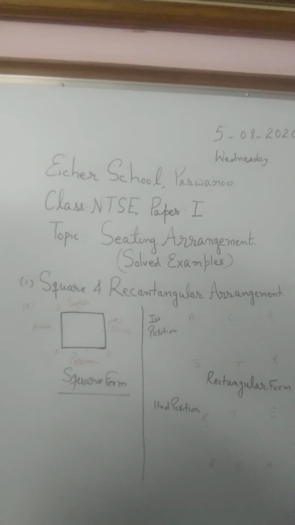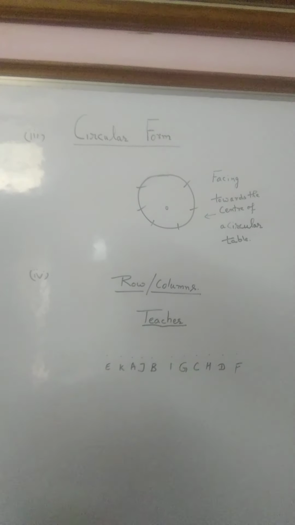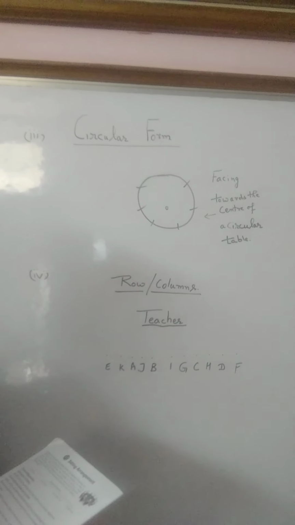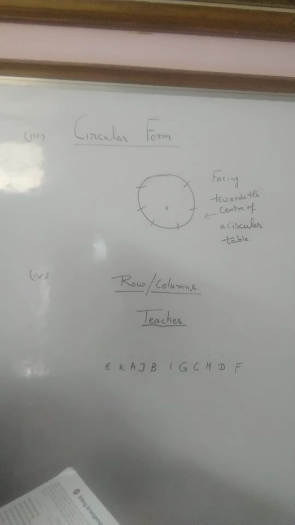In the second section, we will study the most important section, and maximum questions are asked of this form regarding the sitting arrangement topic: the circular form. In circular form, the number of candidates may be more than 4, for example 5, 6, 7, 8, 9, 10 and so on. Number 1, number 2, they are facing towards the circle or not.